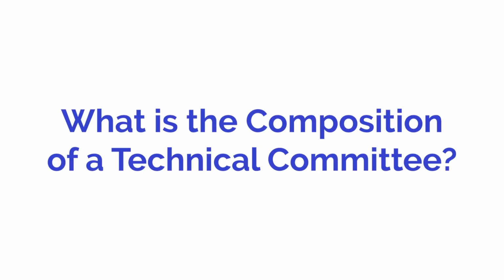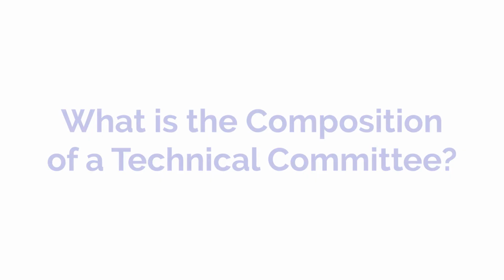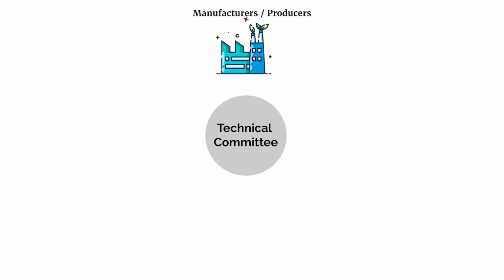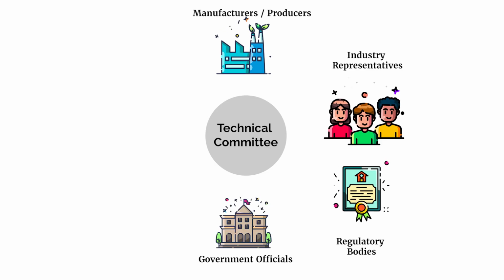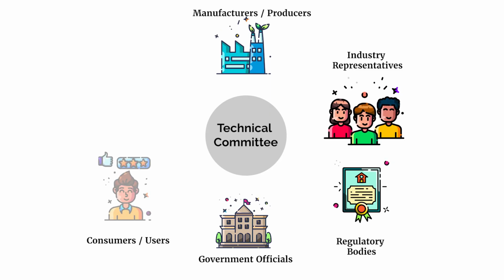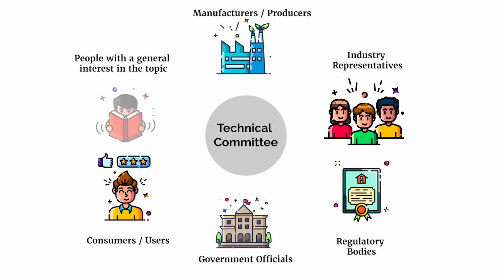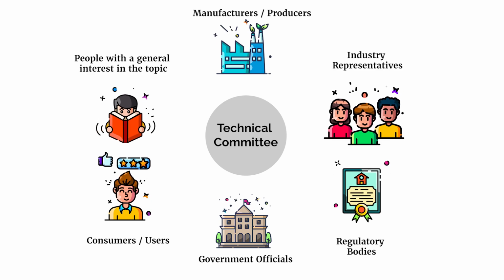What is the composition of a technical committee? A technical committee in a standards development organization typically includes a diverse group of stakeholders. Like the manufacturers and producers who bring technical and practical knowledge. Industry representatives familiar with market needs and trends. Government officials and regulatory bodies to ensure legal and policy alignment. Consumers and users who provide insights on usability and accessibility, and people with a general interest or subject matter expertise.